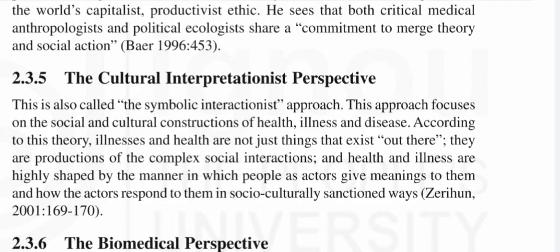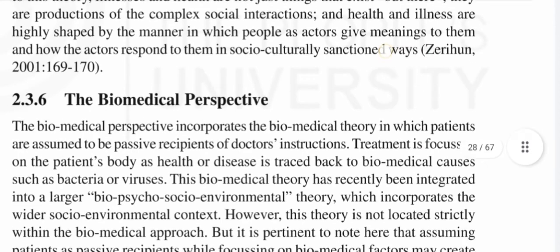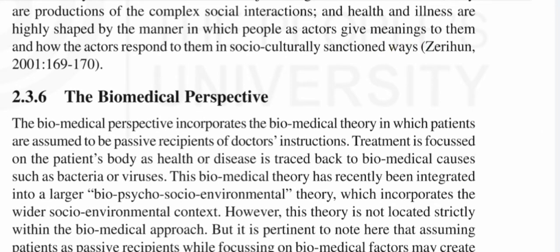According to this theory, illnesses and health are not just things that exist out there, they are productions of complex social interactions, and health and illness are highly shaped by the manner in which people as actors give meanings to them and how the actors respond to them in socio-culturally sanctioned ways. Jiri Hun 2001. Next heading, the biomedical perspective.